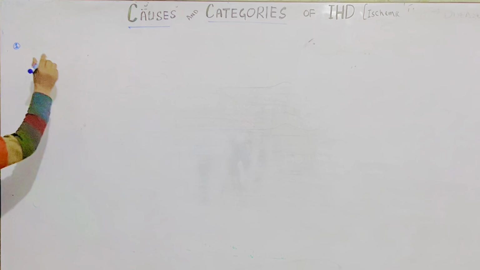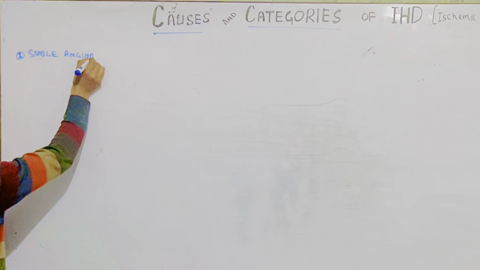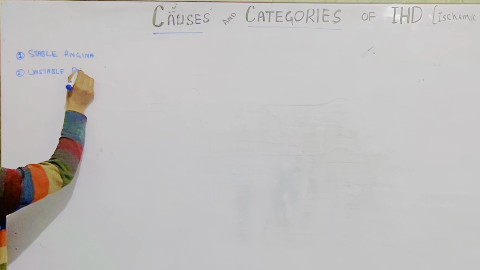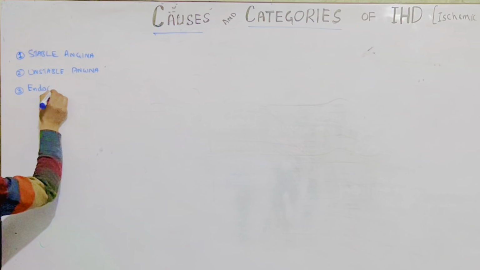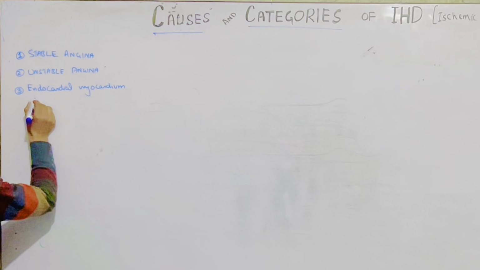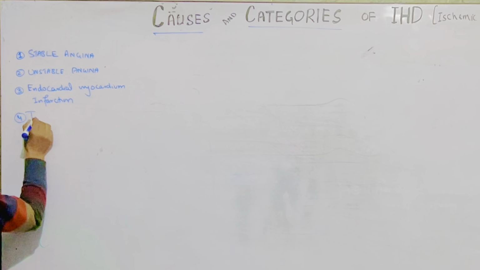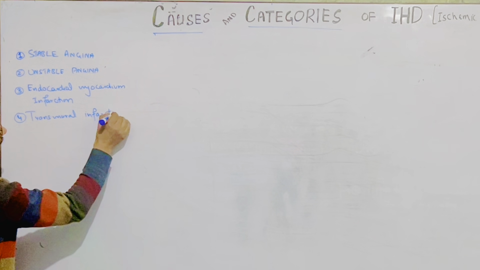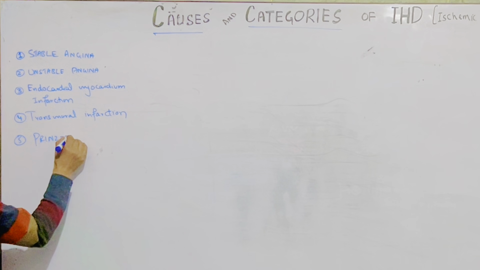So, the many categories of IHD. The first one is stable angina. The second is unstable angina. The third one is endocardial myocardial infarction. The fourth one is transmural infarction. And the fifth one is Prinzmetal's angina.